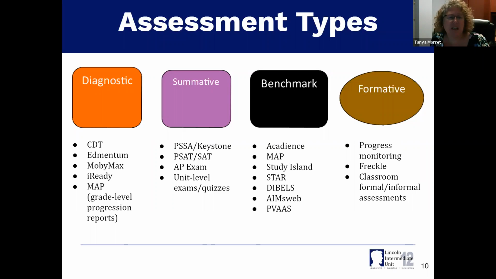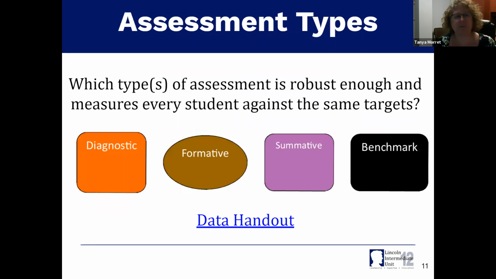who have similar needs. Well, short of taking each individual student and doing a deep dive, that's a very time-intensive process. How can we use these strategically to our advantage? So which type of assessment do you think is robust enough that we can measure every student against the same target? So thinking about our last most recent universal piece of data.